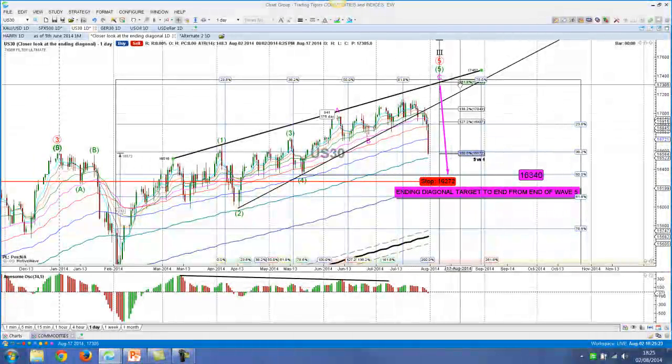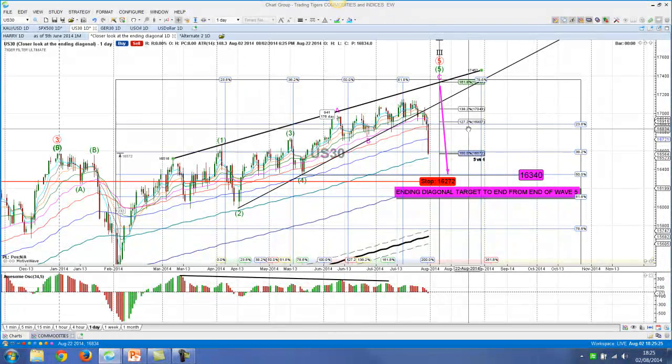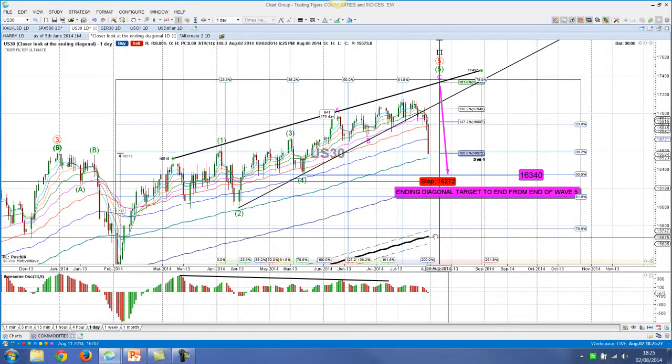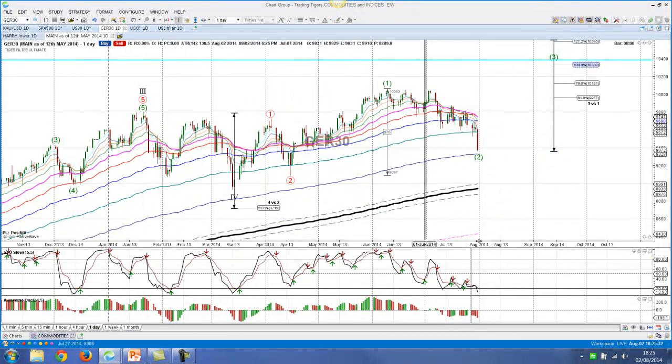Is it going to pick up? Maybe only one time there's going to come a drop down. Okay, fine. So that's that, and let's now move to the German 30.